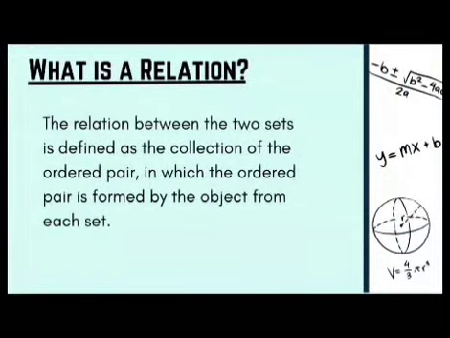So what is a relation? The relation between two sets is defined as the collection of ordered pairs, in which the ordered pair is formed by an object from each set.